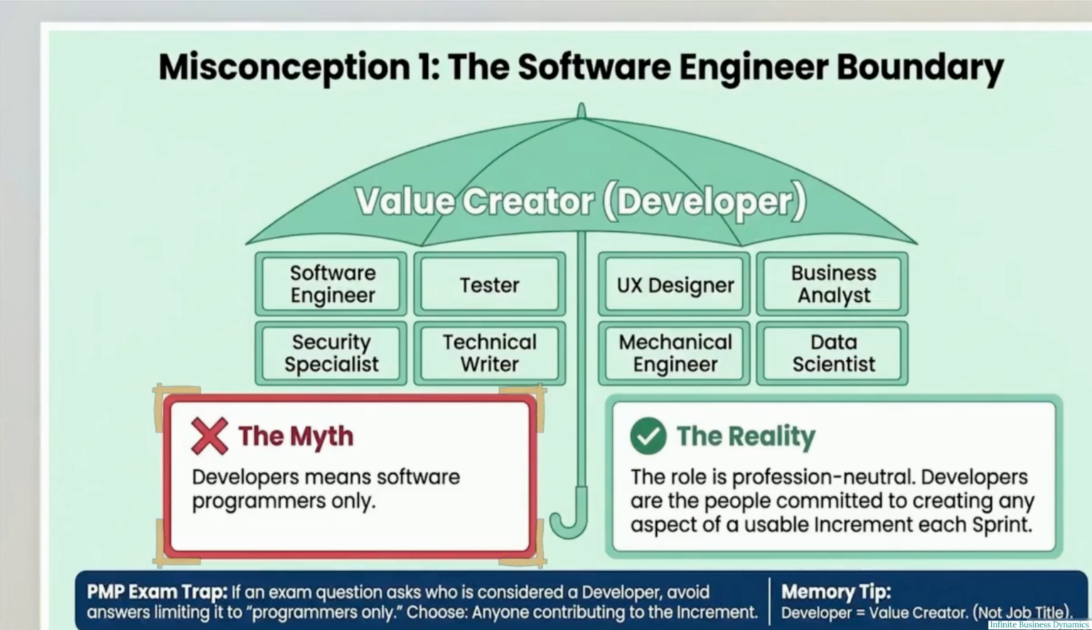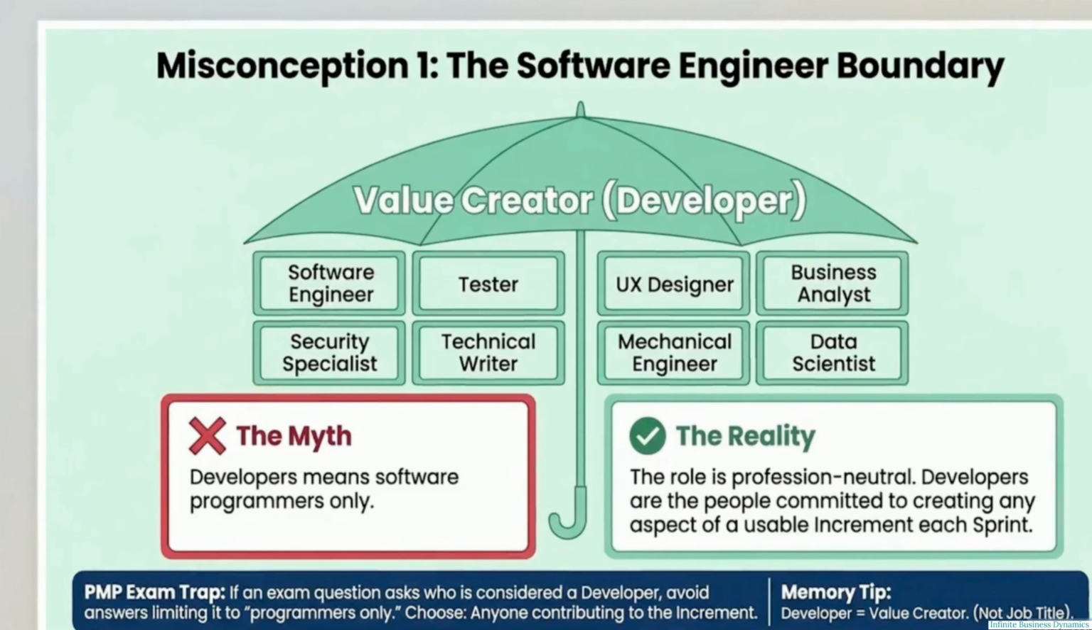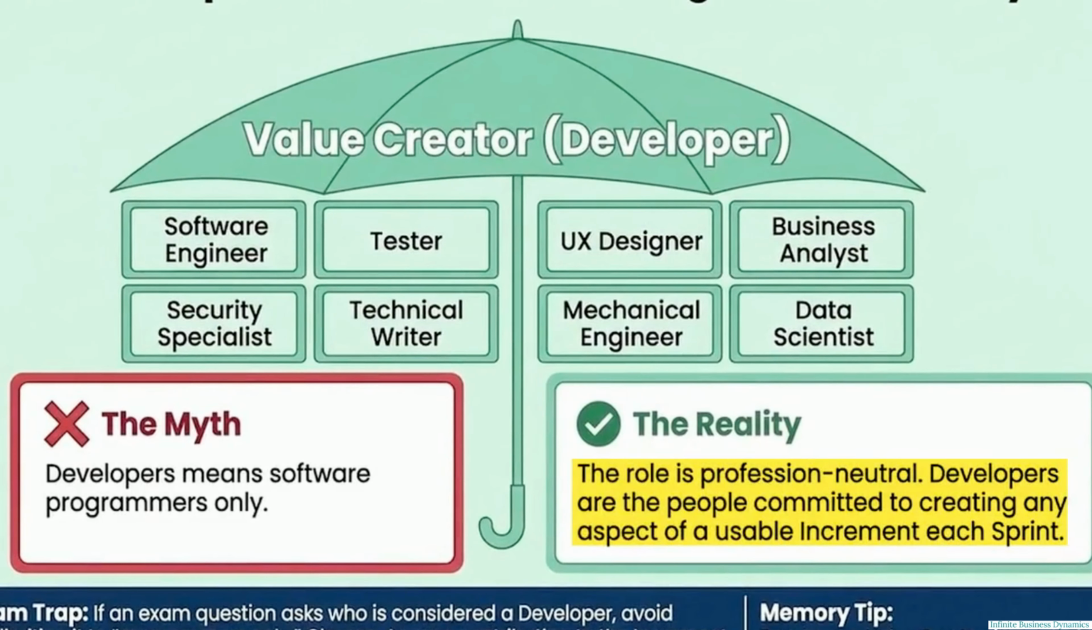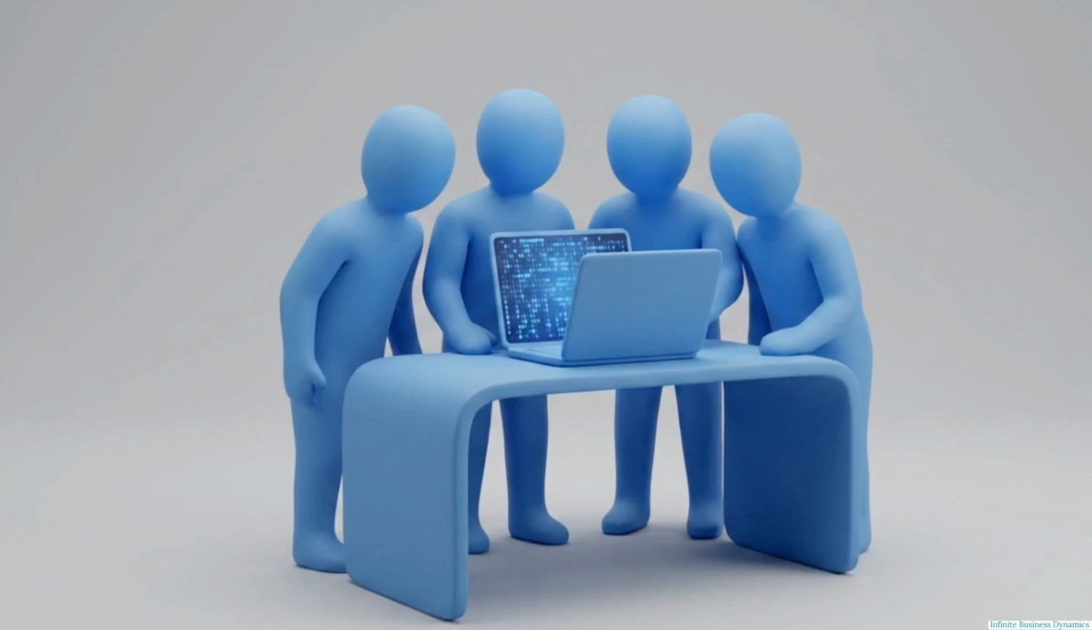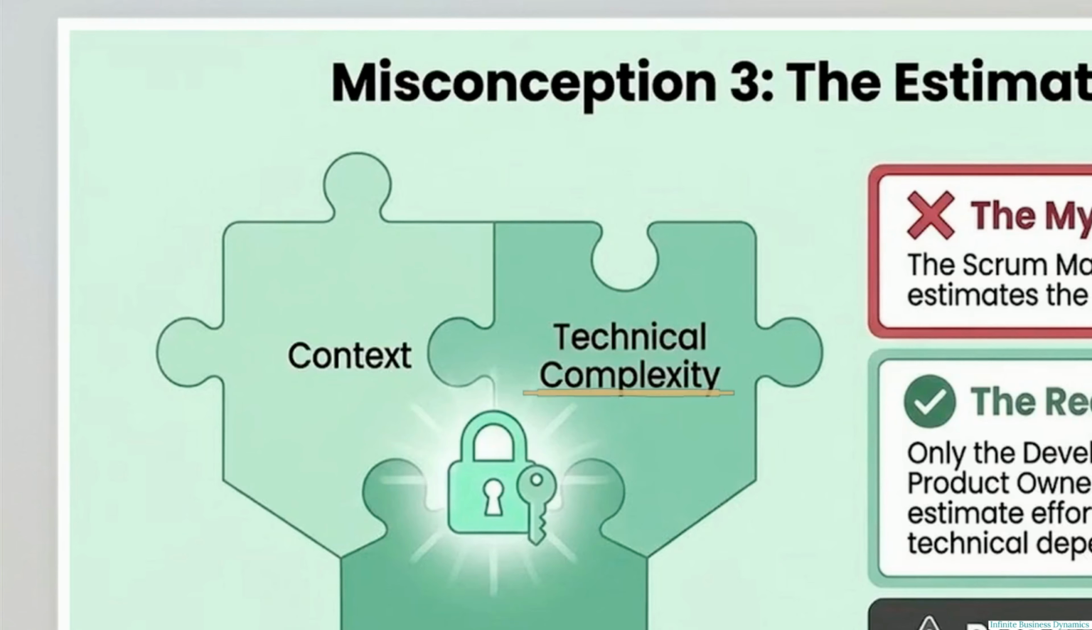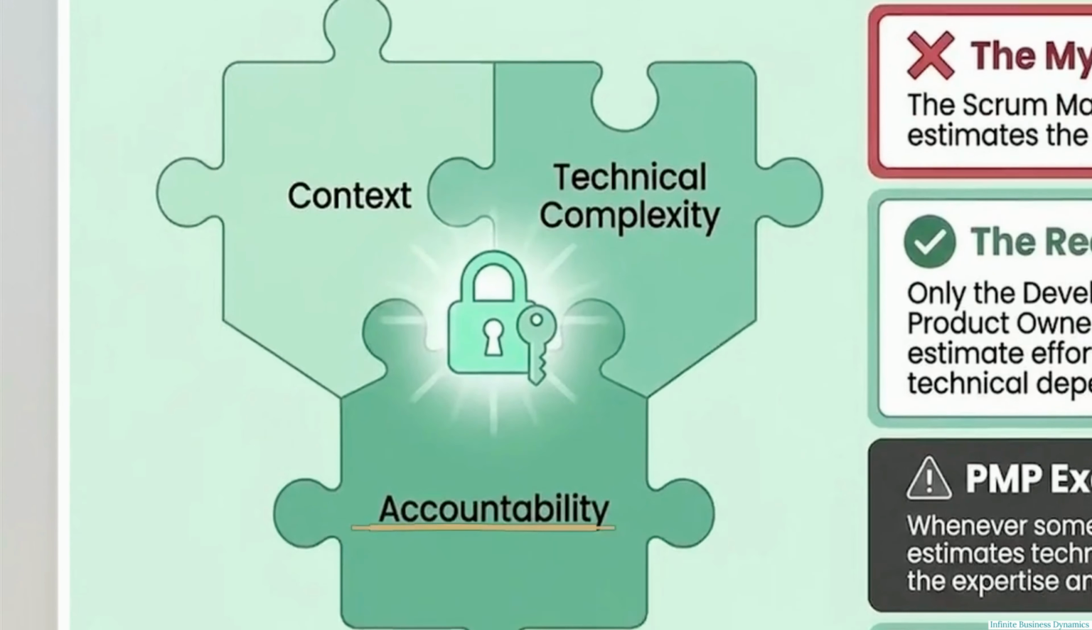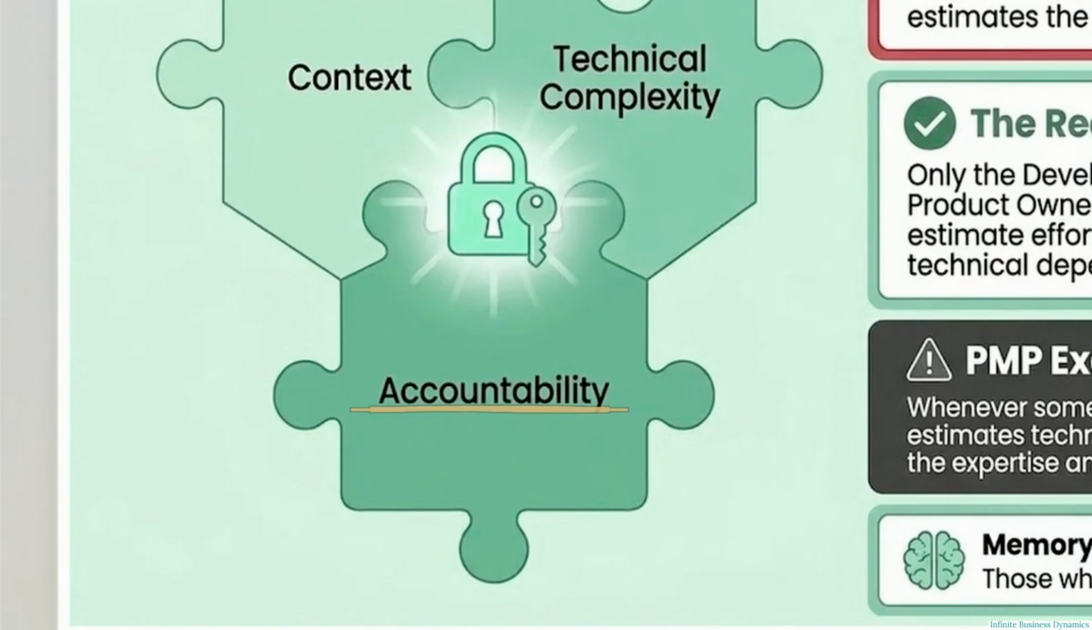Finally, the developers. This graphic breaks down a massive misconception. The umbrella covers testers, technical writers, UX designers, and anyone else creating a usable increment. The term is completely profession neutral. Because the team is cross-functional, quality isn't handed off to a separate QA department at the end of a sprint. It is owned collectively. And as these puzzle pieces show, because the developers understand the technical complexity, they are the only ones permitted to estimate the effort required to do the work.